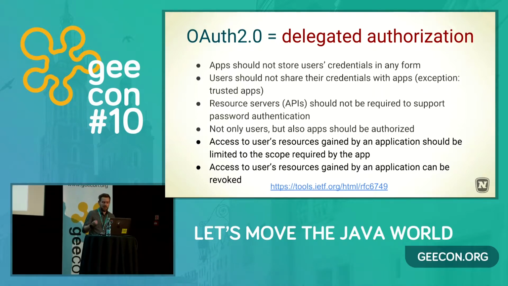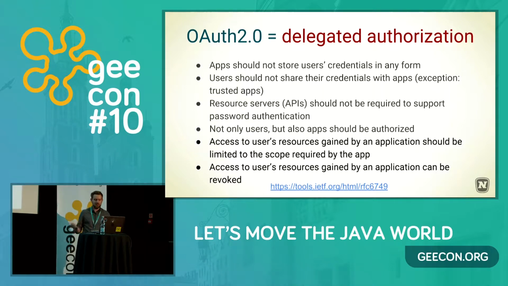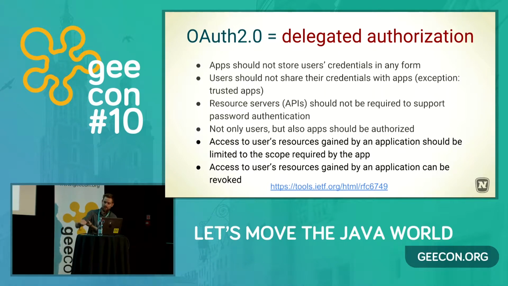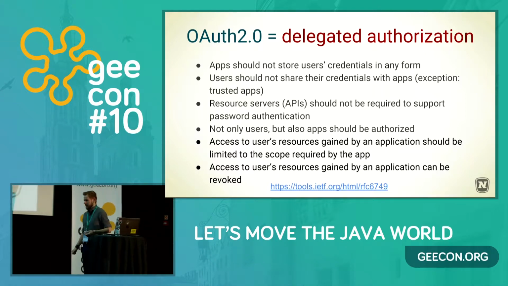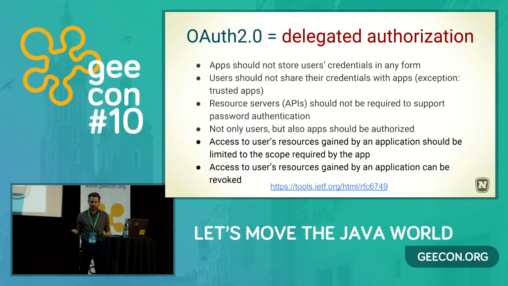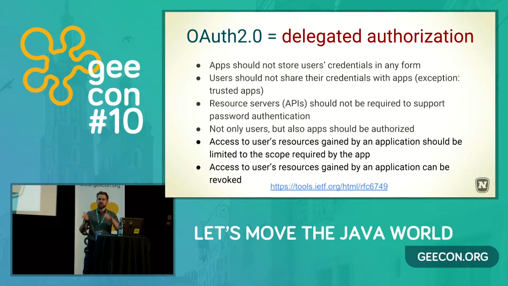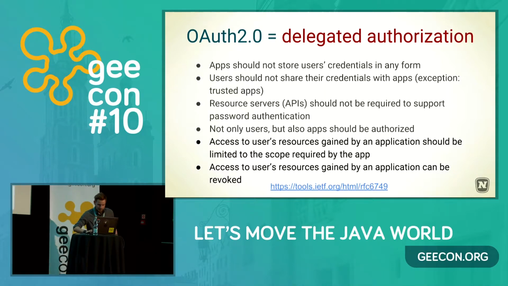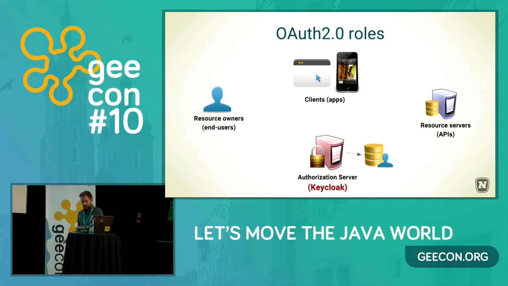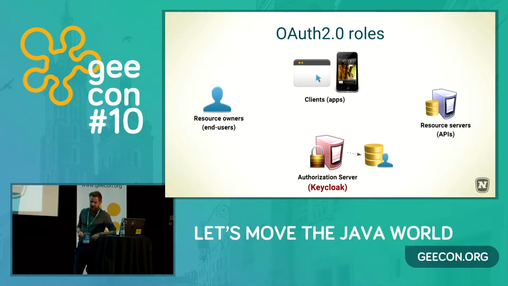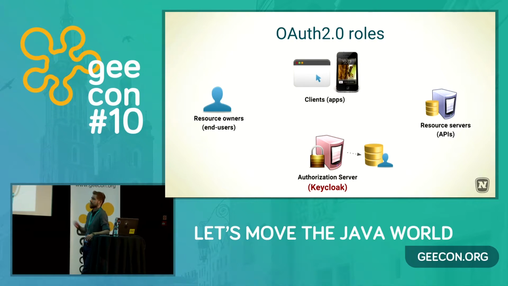And then, obviously, access to users' resources gained by an application should be limited to the scope required by the app. That's a long sentence, but what it means is we shouldn't really reuse the access token in our whole ecosystem. The access token should be limited to the app it is currently using. Okay, fair enough. As far as the OAuth protocol or framework is concerned, we've got only 4 roles.